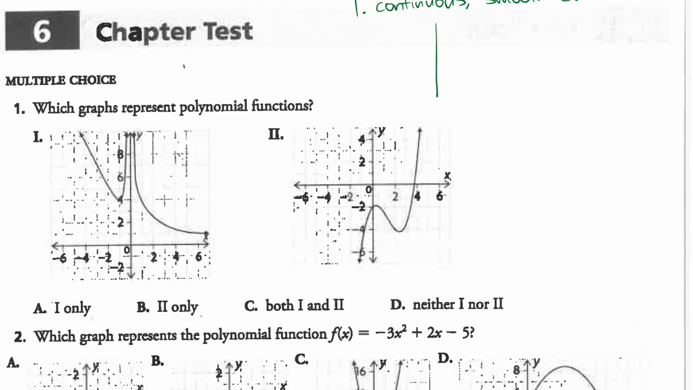If you have a piecewise function, it could look something like that. Obviously there's a break there, so it's not a continuous smooth graph, so that can't be a polynomial function. So in general, anything with a break is guaranteed not to be a polynomial function.